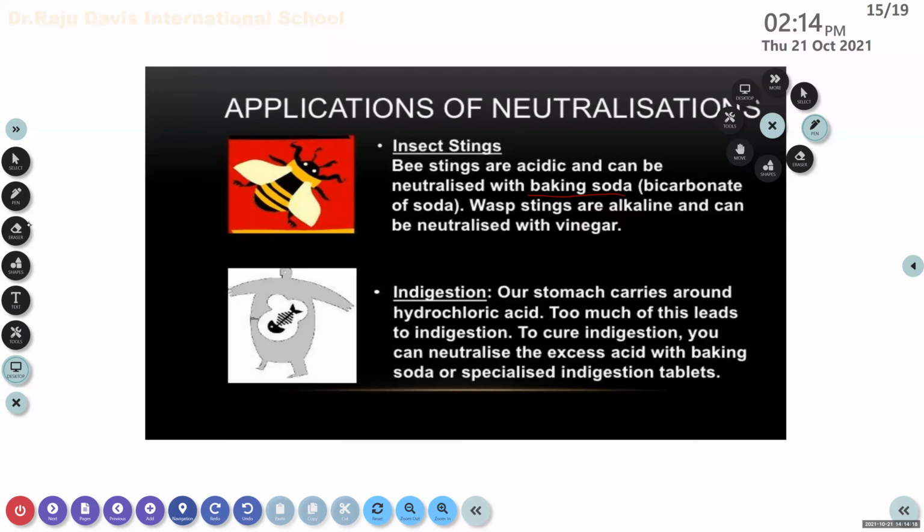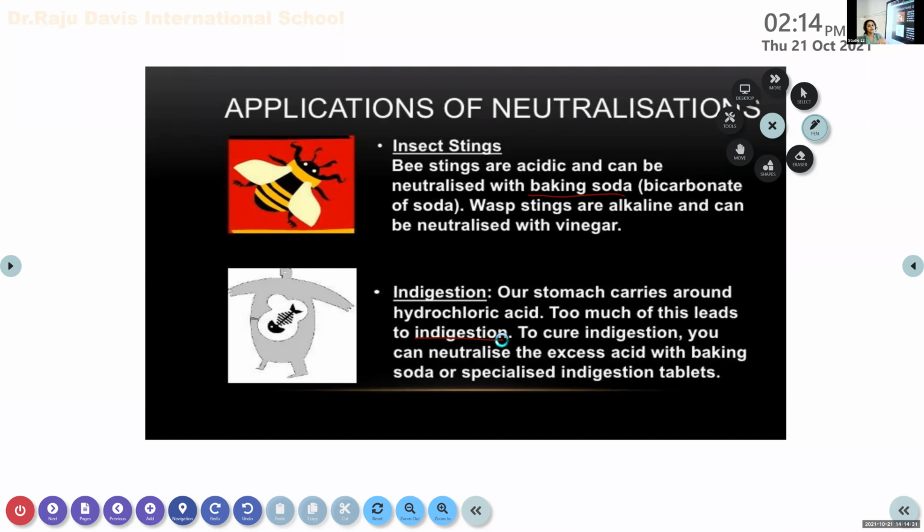So in digestion, our stomach carries hydrochloric acid. Too much of this hydrochloric acid leads to indigestion. If too much hydrochloric acid is present, it will cause indigestion. In order to cure this indigestion, you can neutralize this excess acid with the help of baking soda or specialized indigestion tablets.